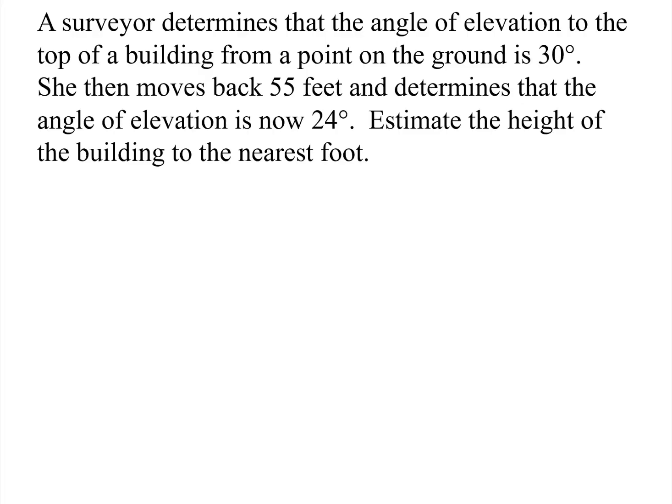A surveyor determines that the angle of elevation to the top of a building from a point on the ground is 30 degrees. Okay, let's draw that. Here's our point on the ground. We're a ways away from a building. Here's the building. We're going to call its height h. And as we look up to the top of that building, this angle is 30 degrees.